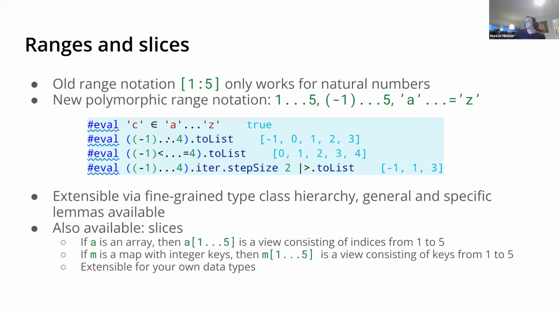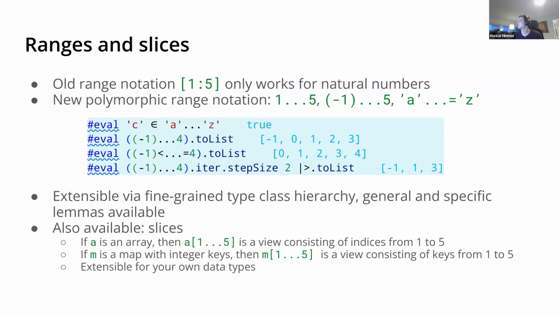Okay, for the next feature, we have ranges and slices. So some of you might remember the old range notation, which has existed for basically forever, which used this square bracket with the colon in the middle. And this only works for natural numbers. So you'd use this, for example, if you wanted a for loop, which ranges over some numbers. But very many people rightfully complained that this only works for natural numbers. And now we have a very general answer for this with a new syntax.